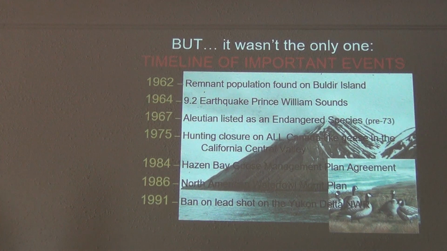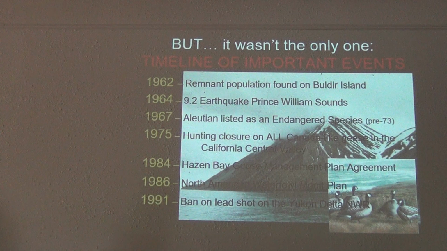In '67, the Aleutians were actually listed pre the ESA because of how restricted of a population they were. In 1975, the California Central Valley had a complete closure on all Canada-like subspecies. So that included Aleutians, cacklers, everything that was down there. It was a complete closure.